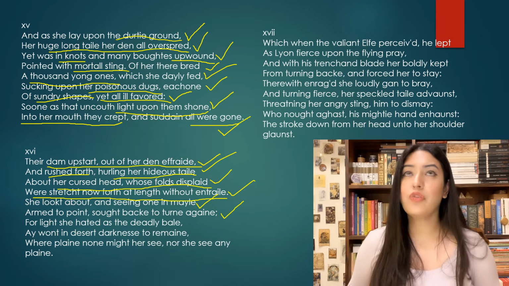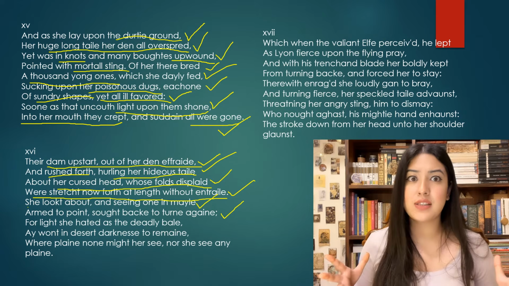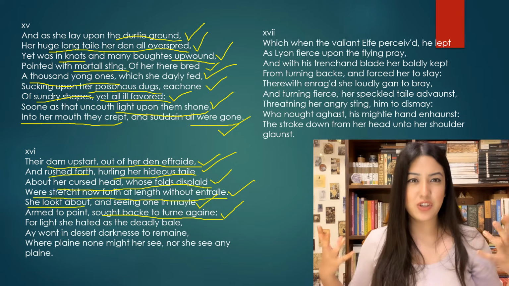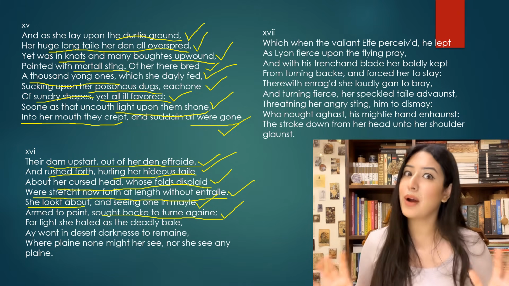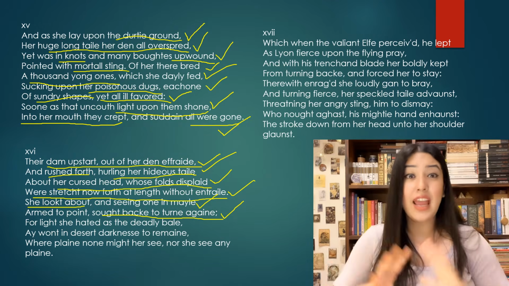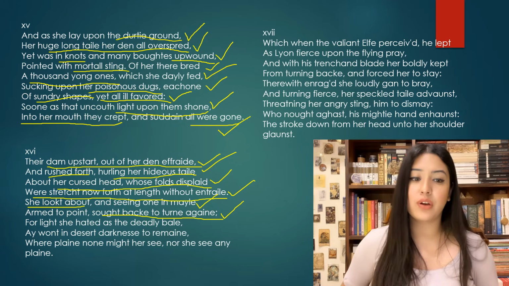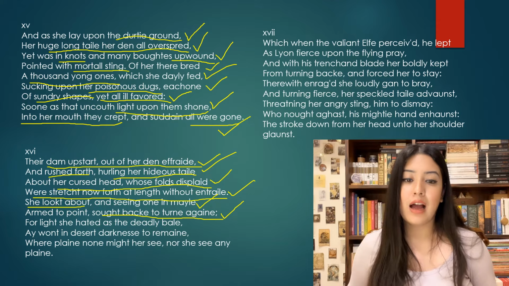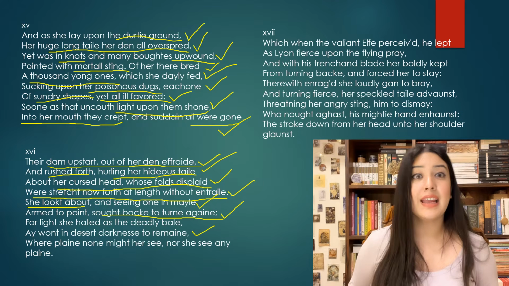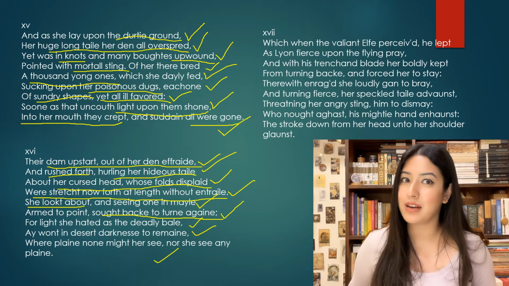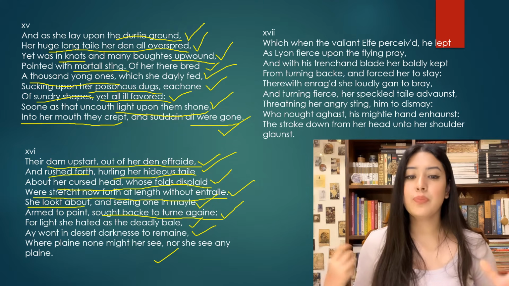So she got out of her cave and she's searching everywhere, where is this light coming from, and then she turns and she sees this man, okay, this knight in shining armor, quite literally, and then she attempts to go back into her cave again because she does not like light. She hates light. Okay, and she wants to go back into the darkness of a cave again. For light she hated as the deadly bale. I won't in desert darkness to remain, where plain none might her see, nor she any plain. So she likes to stay in the darkness where nobody will see her, and she also will not see anybody. Okay, so that's her domain.